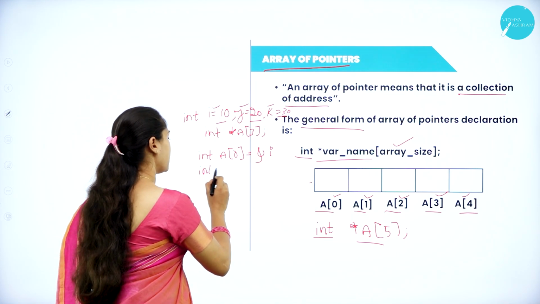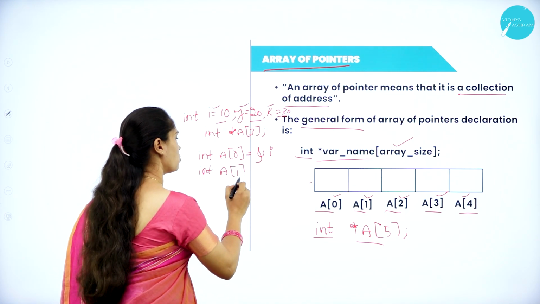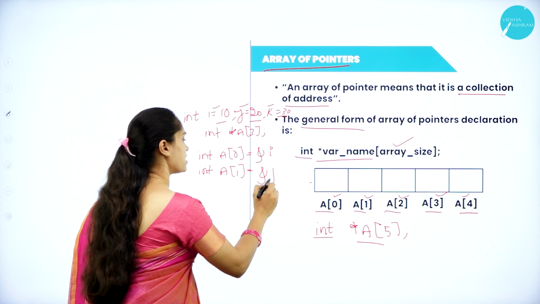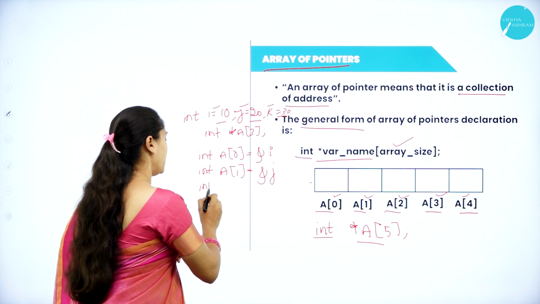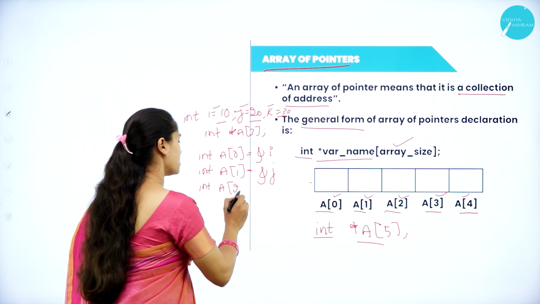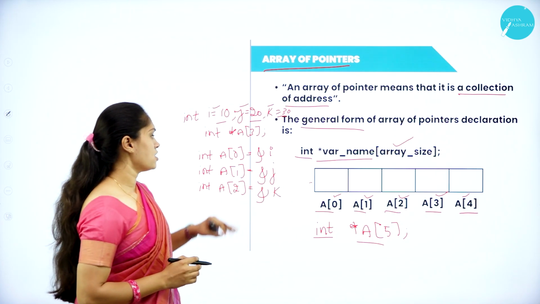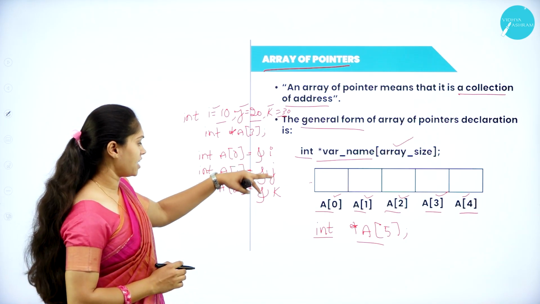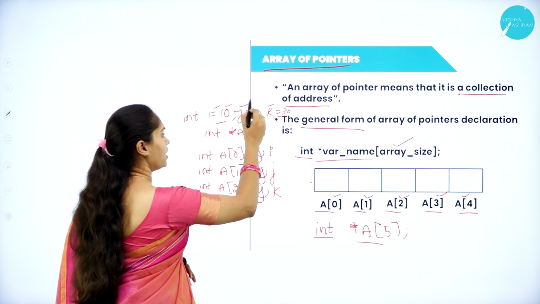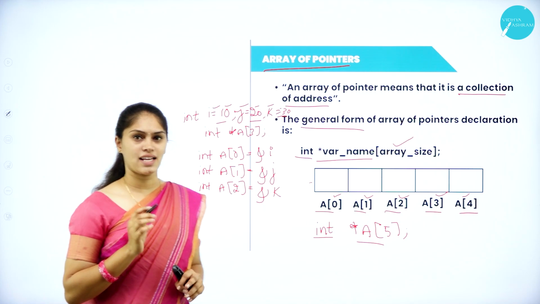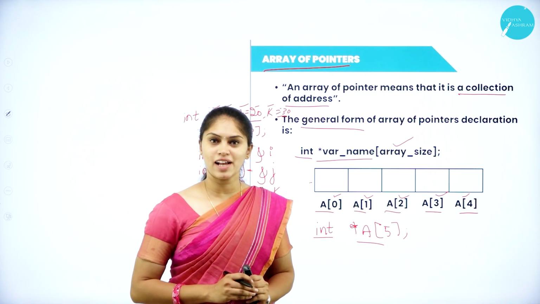Then int A of 1, that represents what? That will hold the address of the second element, and int A of 2 represents the address of the third element, that is k. So what is the content in i, j and k? That will be 10, 20 and 30 as well. Then how can I get the values here?